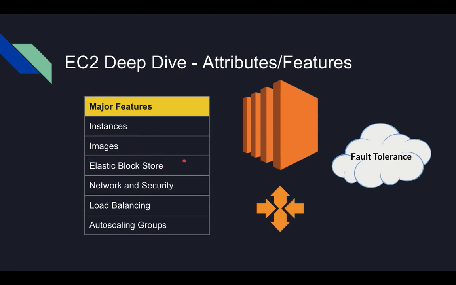Elastic Block Storage is nothing but a volume you attach to the instance. It's nothing but a hard disk. As we discussed, there are EBS volumes, GP2 volumes, and different volume types. These are attached to the instance so that they serve as a volume. In networking and security, we majorly discuss security groups and some other key concepts. Load balancers and autoscaling groups are very important on EC2.